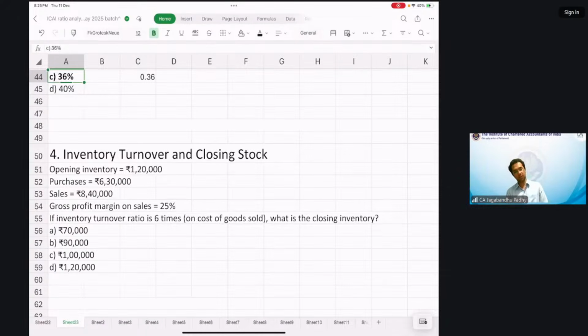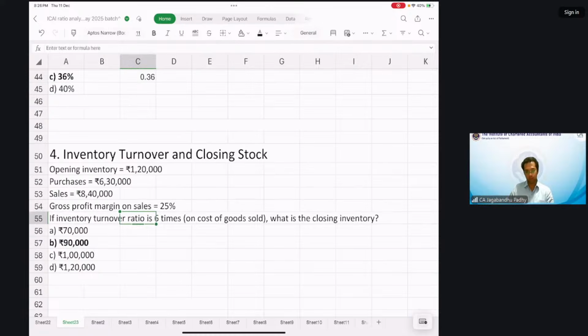Opening inventory is 1,20,000, purchases is 6,30,000, sales is 8,40,000, and gross profit margin is 25%. Right. So over here the answer is going to be 90,000, guys. Yes. Right. Inventory turnover is 6 times.